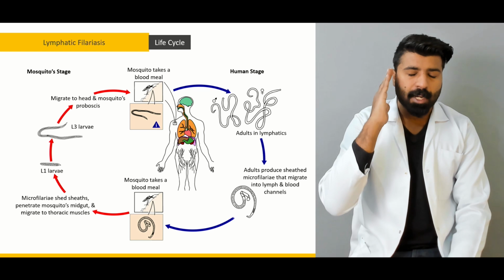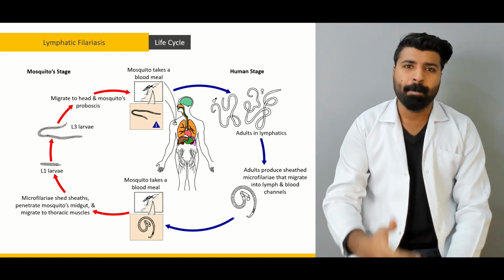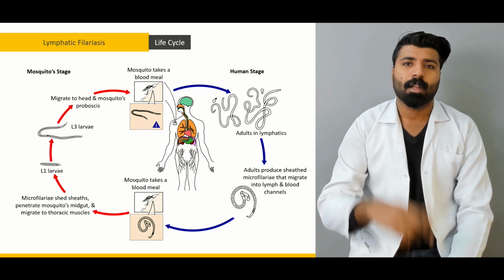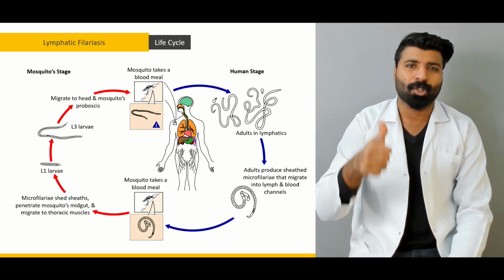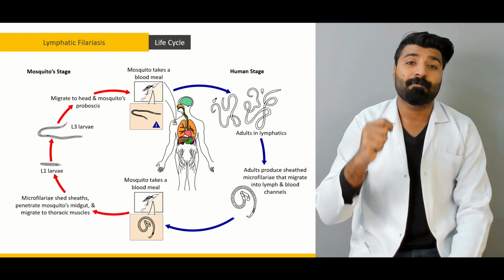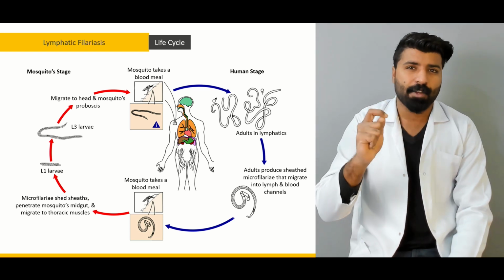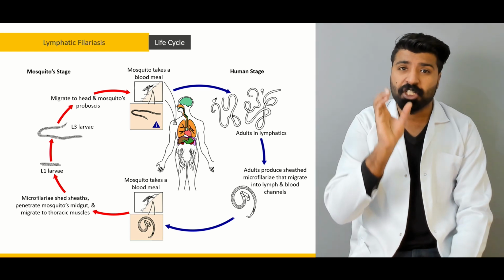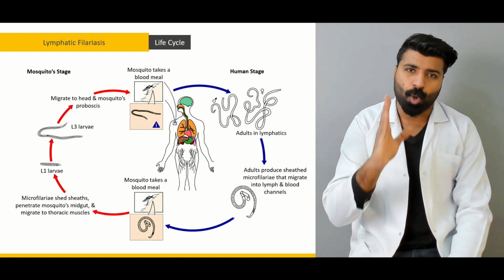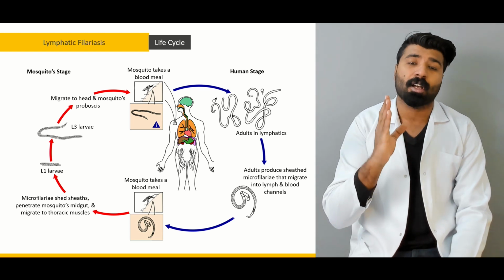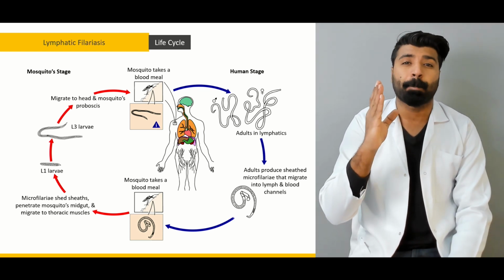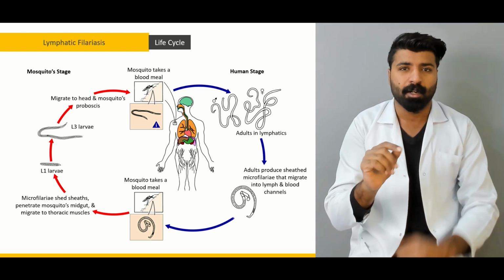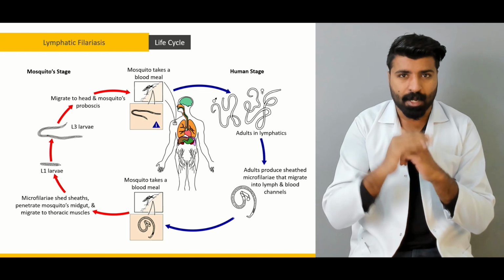So to keep an image in your mind, you just have to remember three things basically. Those three things are that these pathogens live in your lymphatic systems. Adults live in your lymphatic system. They give off the offsprings, which are sheathed, and those offsprings are going to go into the lymph systems, going to go into the blood. That blood will be, in most cases, peripheral blood, which will be there at night.